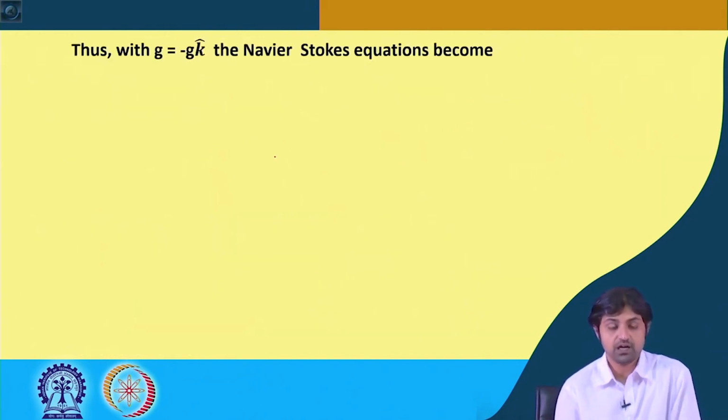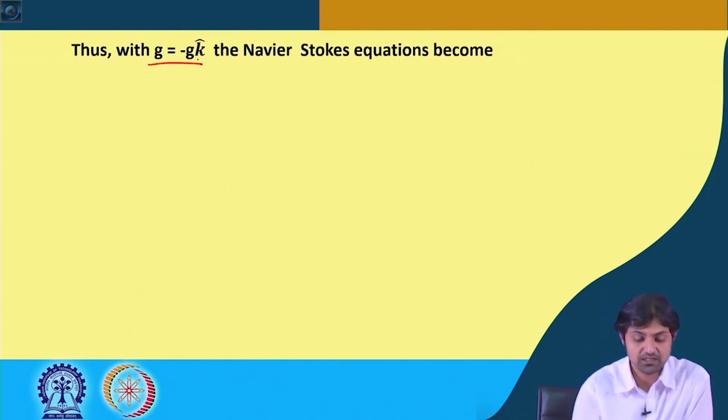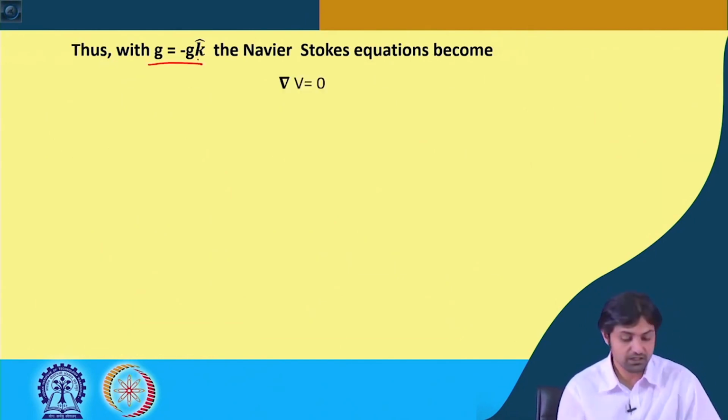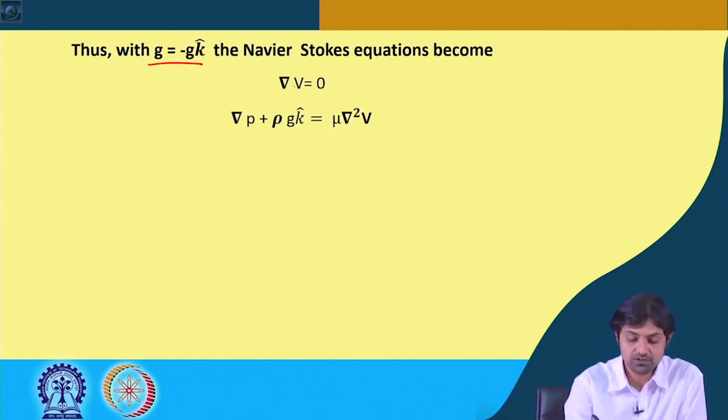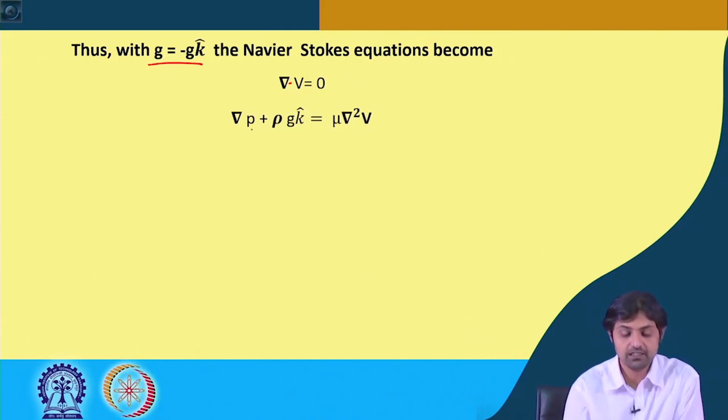Therefore, if we write with g as minus g in terms of vector, the Navier-Stokes equation, so the continuity equation will be del dot v is equal to 0, and the right hand side can be written as del p plus rho g k plus mu del square v, correct.